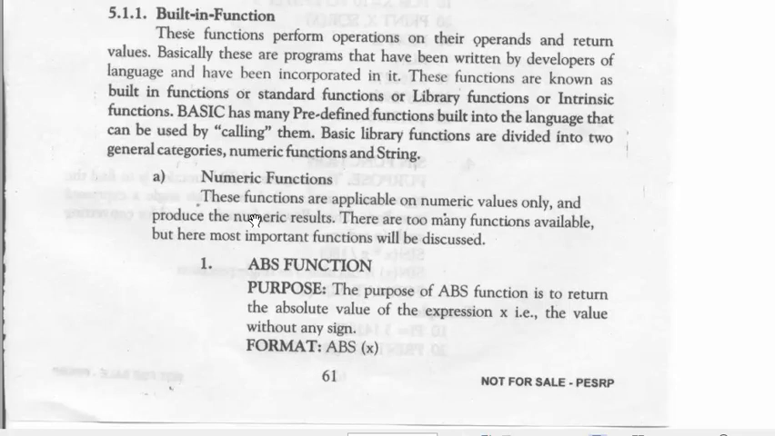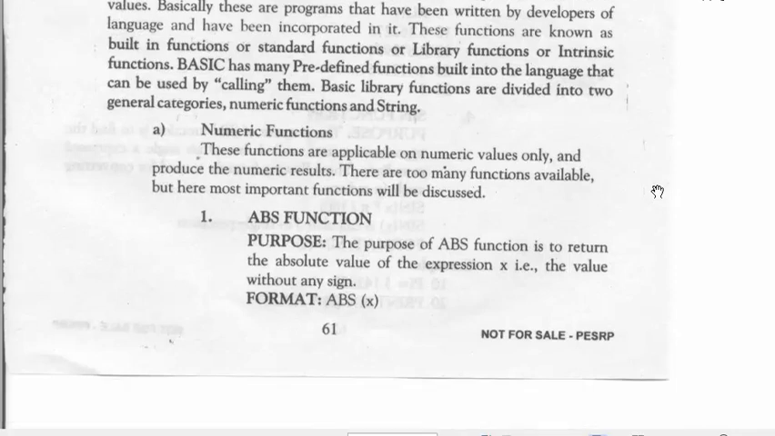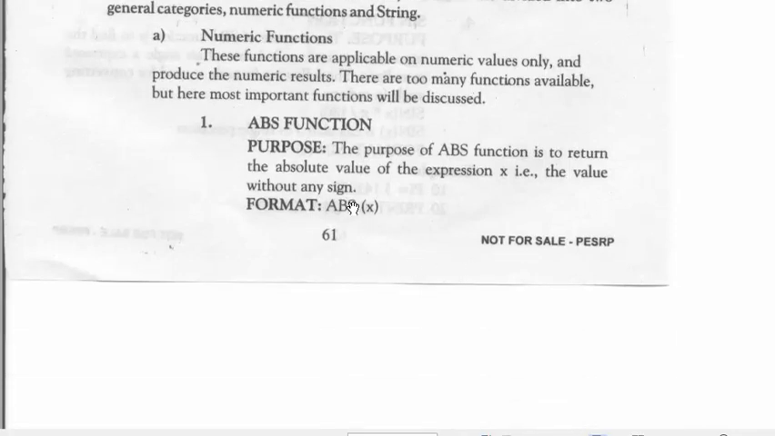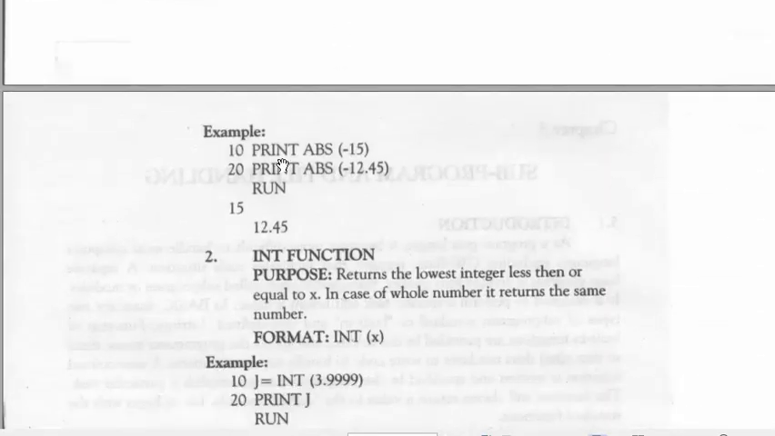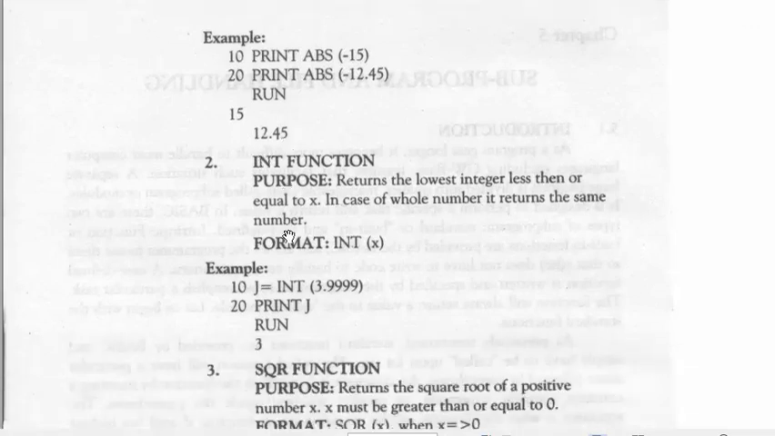Format: ABS(X). Here X is the value that has to be provided to the ABS function to get the absolute value. If the value of X is negative, then the absolute function will convert it into a positive value. Example: PRINT ABS(-15), PRINT ABS(-12.45). Run: 15, 12.45.